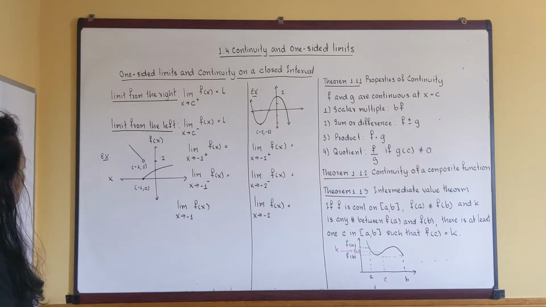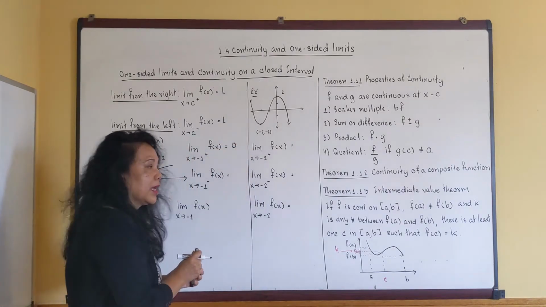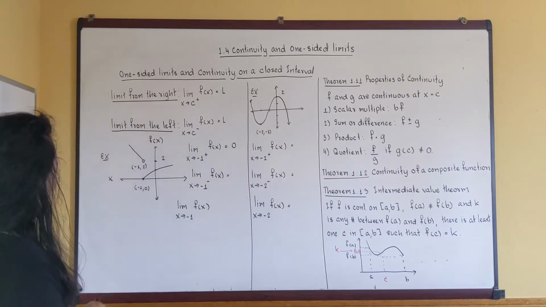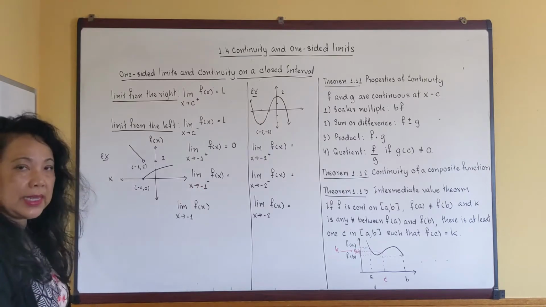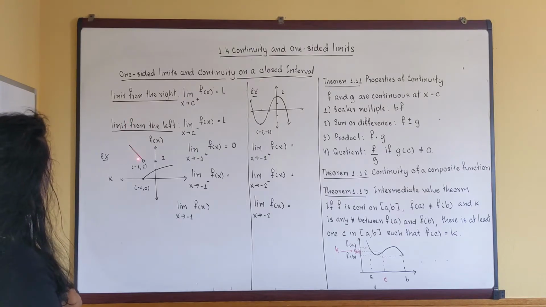The first example, the limit of f of x as x approaches -1 from the right. So you're going to follow the graph from the right, to -1. Then f of x would be 0. The next one, the limit as x approaches -1 from the left. So you start from the left hand side and follow the graph from the left, and then f of x would be 2, because we start from the left. All right, it would be 2.